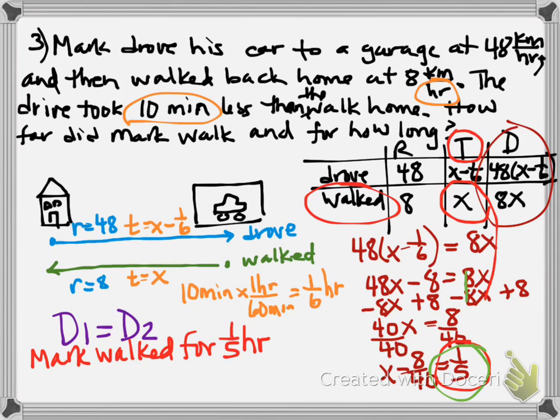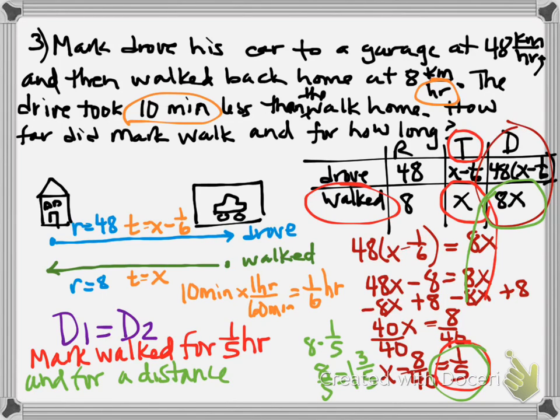I'm going to take this and he's going to perform double duty. He's going to go into the distance column for walking, and I'm going to multiply that. So I'm going to get 8 times 1/5, which is 8/5, which I'm going to rewrite as a mixed number. So 1 3/5. So Mark walked for 1/5 hours and for a distance of 1 3/5.